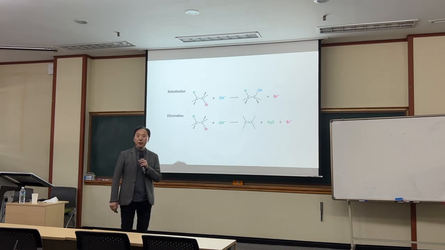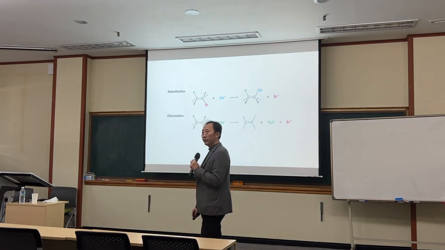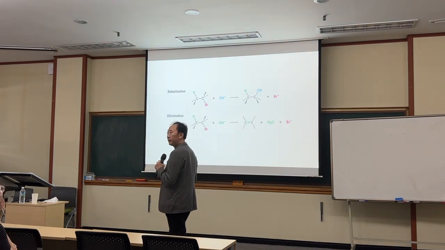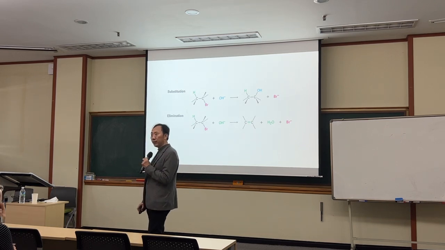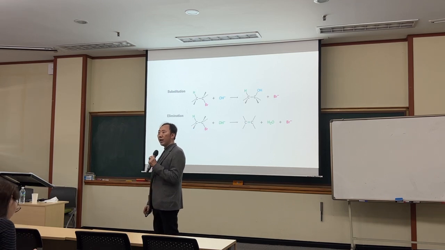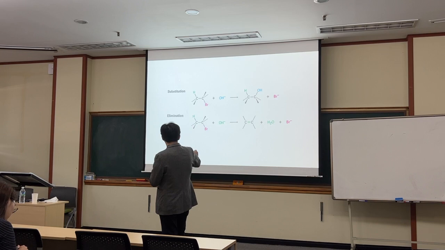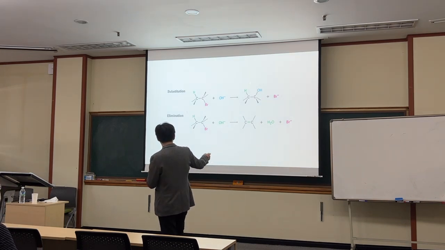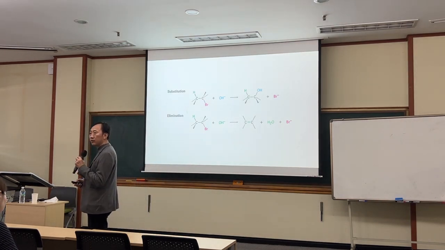In the last class, we learned about this. So this is an electrophile, which has delta plus here, right? If there is a nucleophile, an electron-rich species, coming in, then the attack position can be maybe here. Then the nucleophile is added here. That's an S reaction, a substitution reaction.